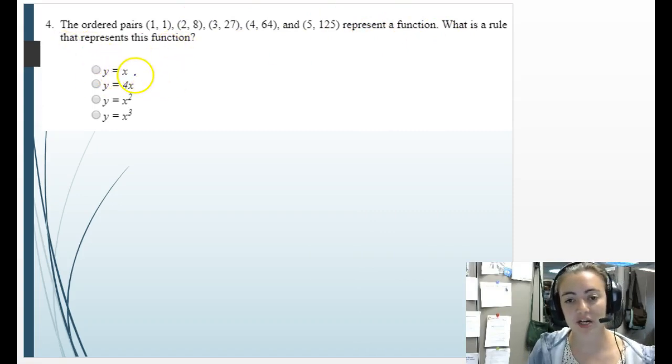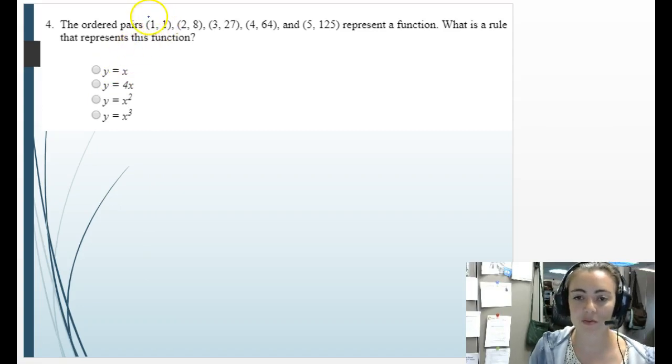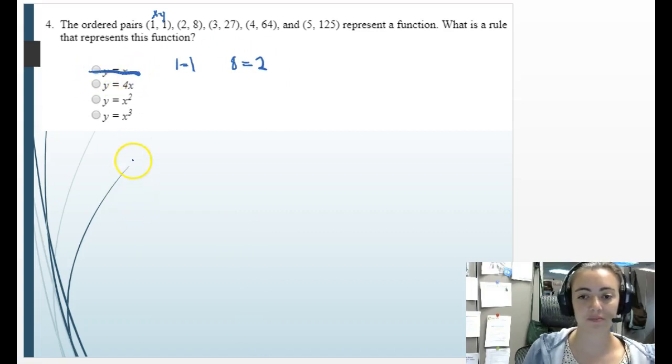So the first one says y is equal to x. Let's see if that works. Remember, ordered pairs always go x and then y. So is 1 equal to 1? Oh yeah, it could work. What about the next? 2 and 8. So 8 is y, 2 is x. Is 8 equal to 2? Nope. So it doesn't fit that first one.